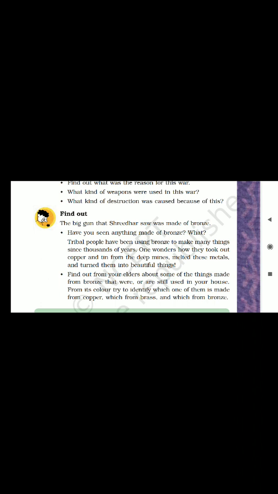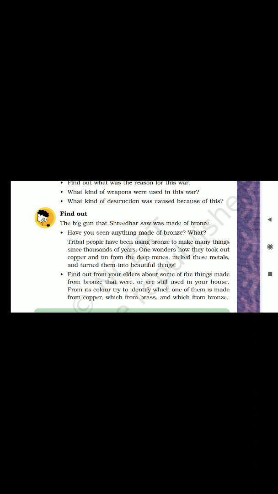So the big gun that Sridhar saw was made of bronze. Have you seen anything made of bronze? So we have seen, I think you have seen diyas and statues made of bronze. Tribal people have been using bronze to make many things since thousands of years. One wonders how they took out copper and tin from the deep mines, melted these metals and turned them into beautiful things.